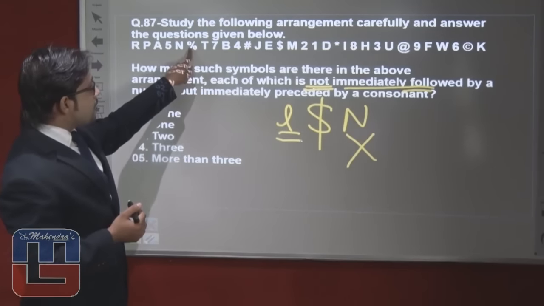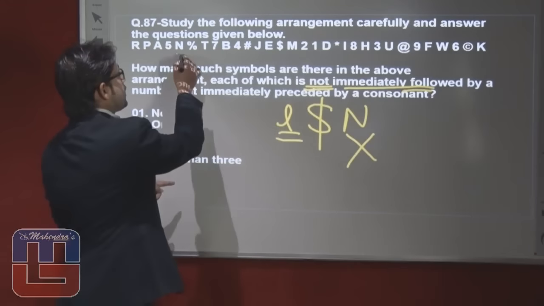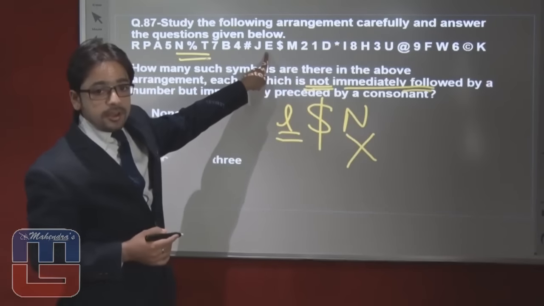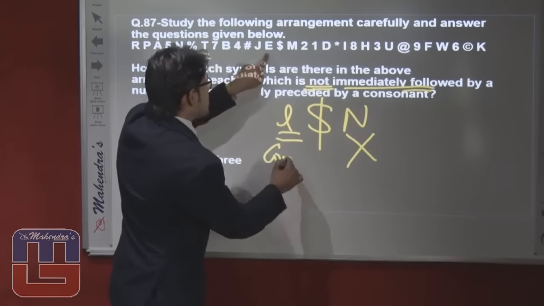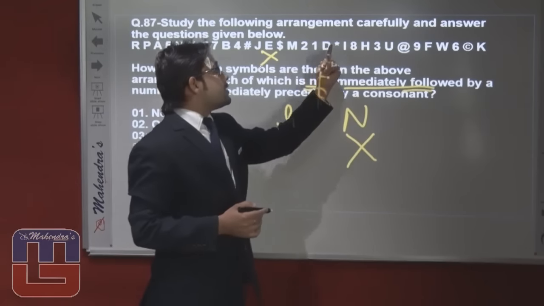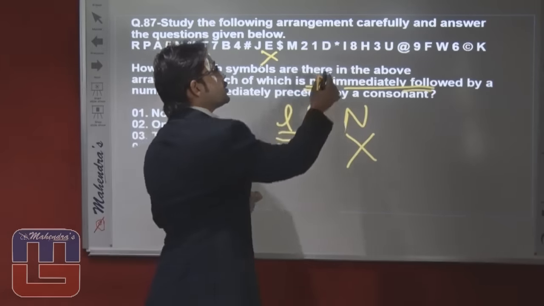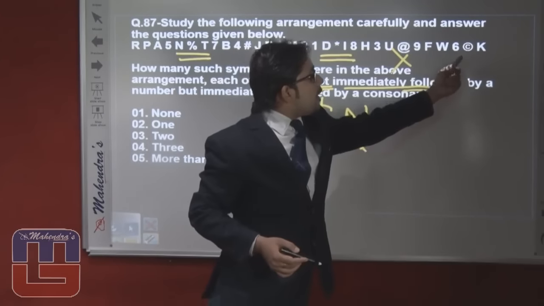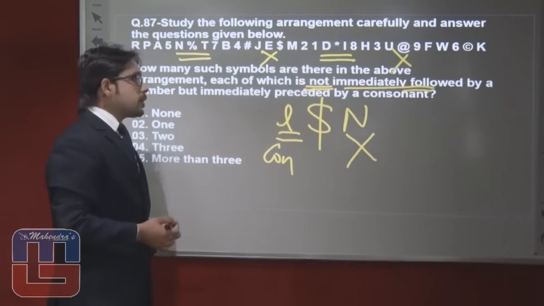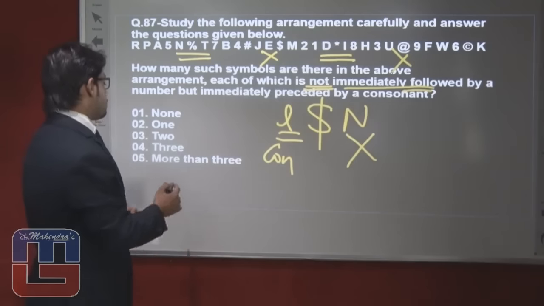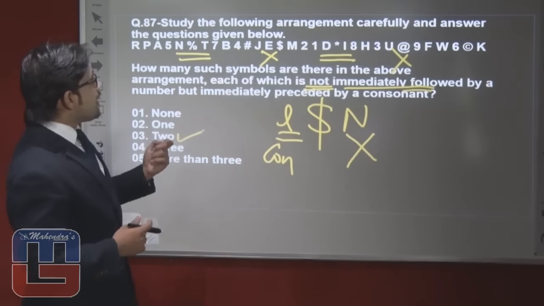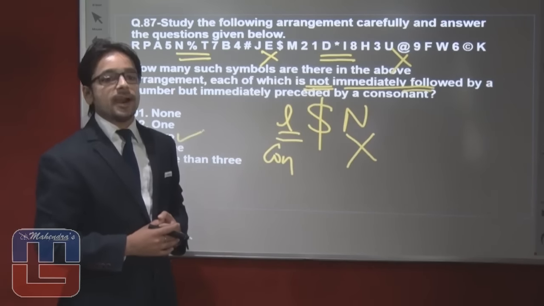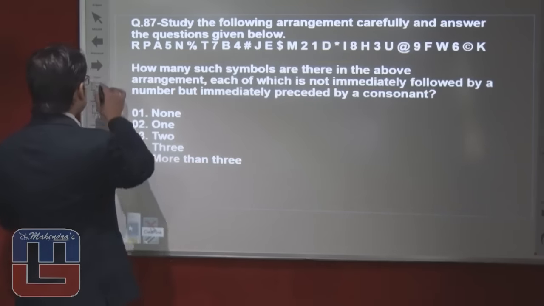You can see first symbol, letter, not number. First one is this. Symbol, letter, not symbol, consonant. We have to know about consonant. This is a vowel, so this one again false. Symbol, letter, not number, so this one is the second arrangement. Symbol, vowel, cancel. Symbol, number, again cancel. So we can conclude that answer of this question will be option number third. Only 2 symbols are there in this arrangement which is not immediately followed by a number but immediately preceded by a consonant. Let's move on towards the next question.